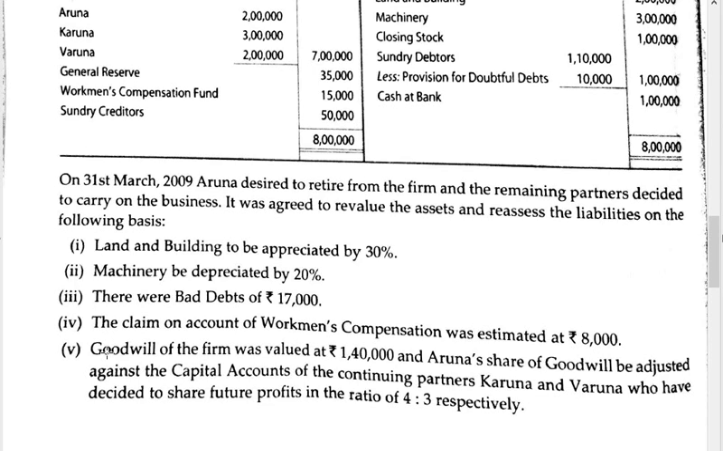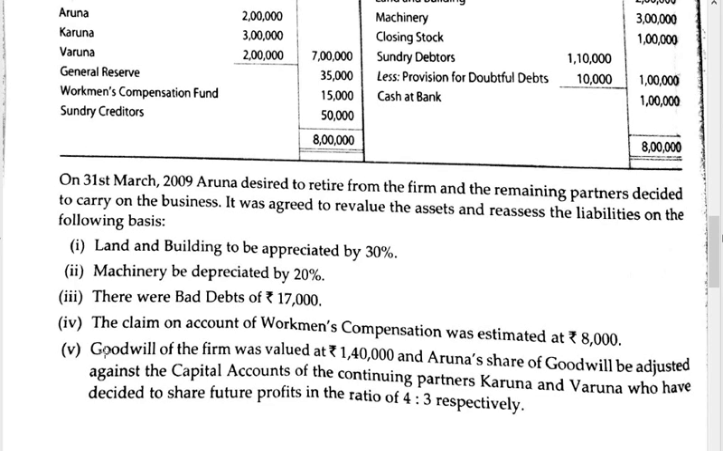Then he says goodwill of the firm. This claim on account of workmen compensation is related to reserves and accumulated profits and losses. So you have got two adjustments. One is regarding revaluation, one regarding reserves. The third one, goodwill. This is all what we have studied in the beginning. All the adjustments: goodwill, revaluation, reserves.